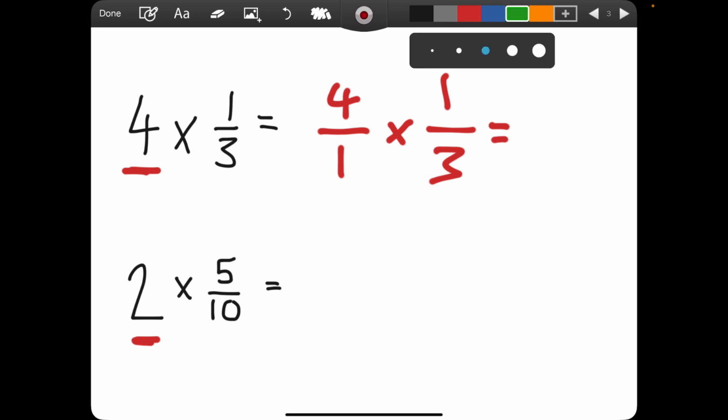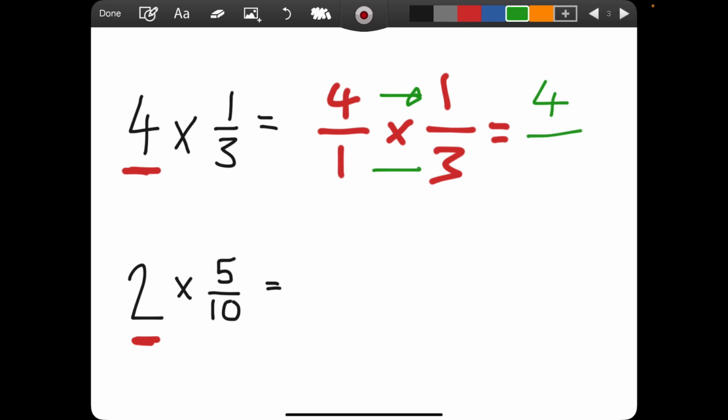Alright, next step is the same as what we did last time. So when we multiply fractions, we can just use our arrows to go across. 4 times 1, I know is 4. And 1 times 3, I know is 3. So the answer is 4 over 3. Alright, let's have a look at the next one then.